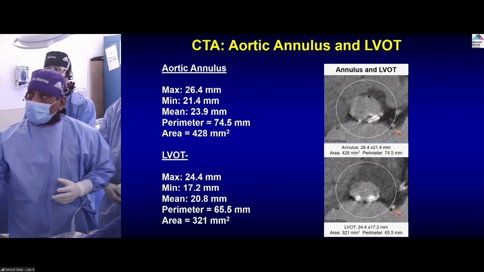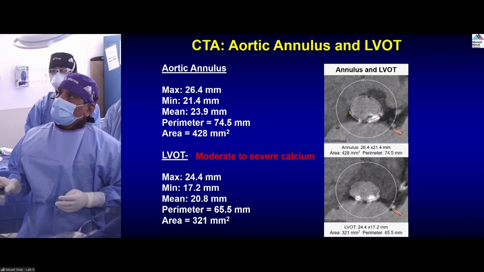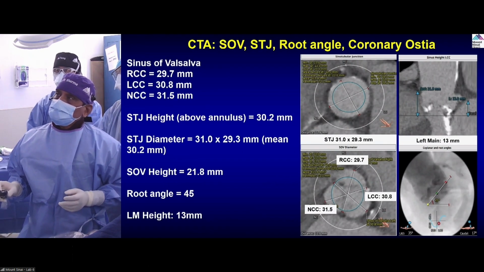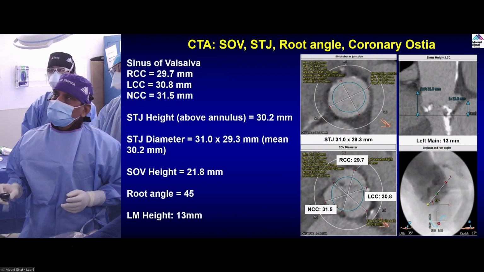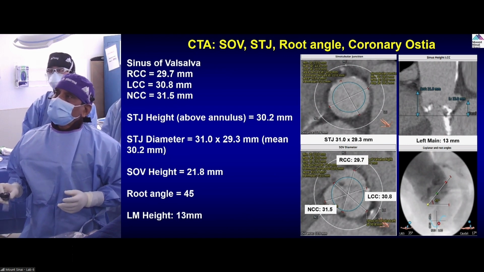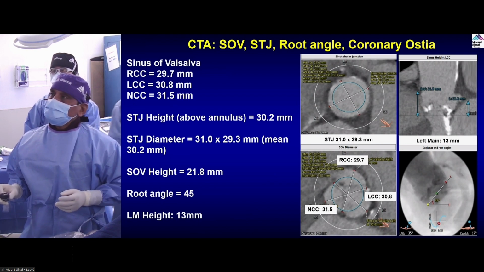Next slide. And those are two nodules of calcium in the LVOT. And it's short, and it's on a short axis as well. Next slide. Okay. So you can see it's a bit of a large root, sinotubular junction and sinus of Valsalva are very large. Left main height is very generous, so we're not going to worry about coronary issues here. Next slide.